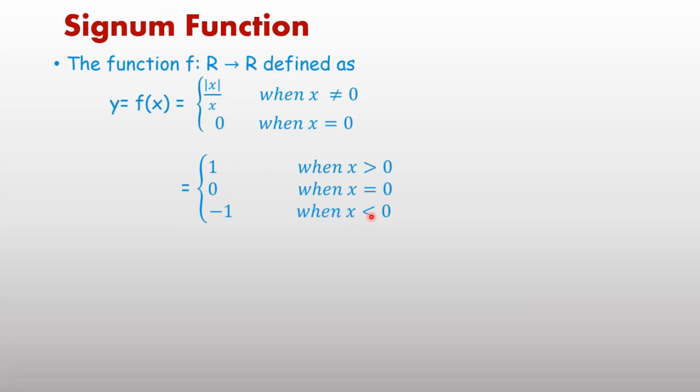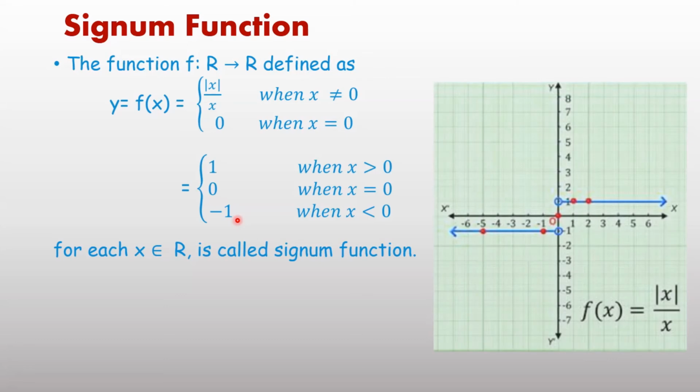If x is less than 0, take the example minus 4. |−4| is 4 upon minus 4, and 4 upon minus 4 is minus 1. Whenever x is less than 0, the value of f(x) is minus 1. Now the graph. Easily you can observe, if x is greater than 0, f(x) equal to 1 or y equal to 1. Easily you can draw the graph.